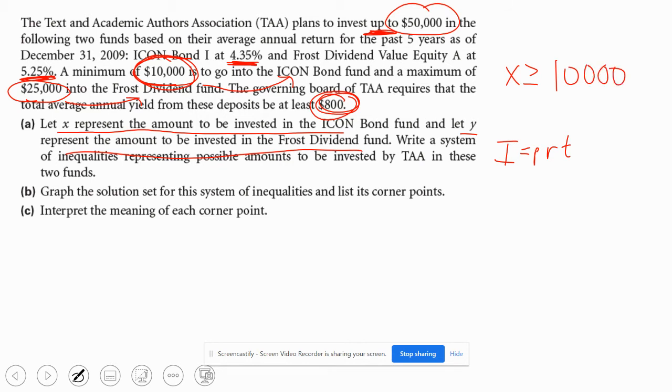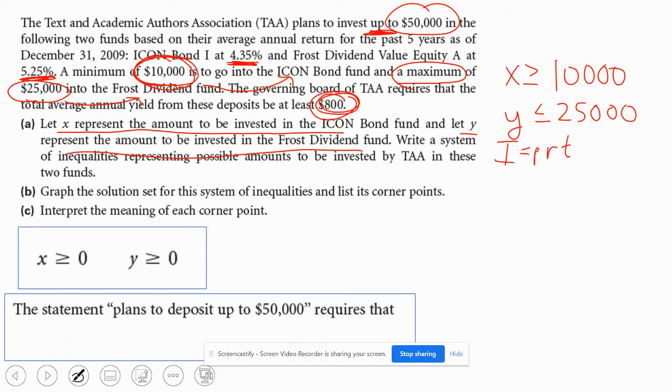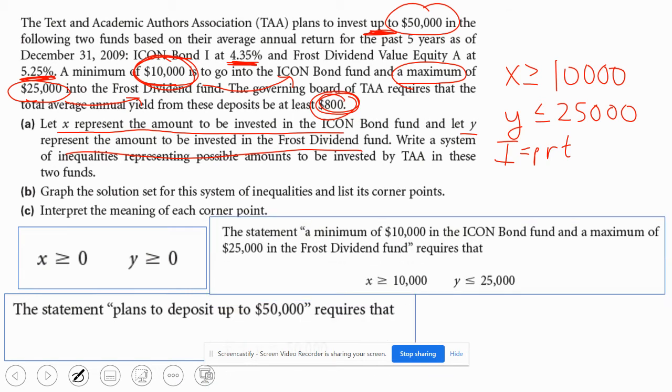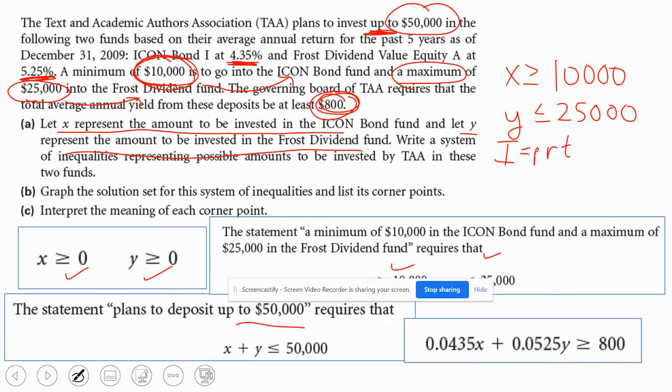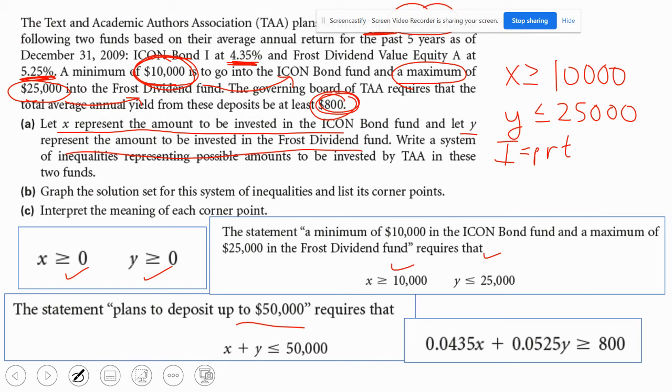So that's going to be one of your equations. And we have to spend a maximum of 25,000 in the Frost. So those are your boundaries. We know x has to be greater than 0 and y has to be greater than 0. So we have a couple more equations. So we have these two. We have these two. Up to 50,000 means our total has to be less than or equal to 50,000. There's a choice. So we got all kinds of equations.